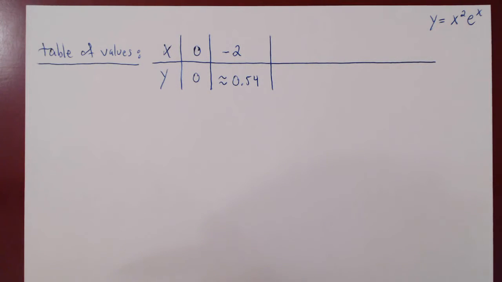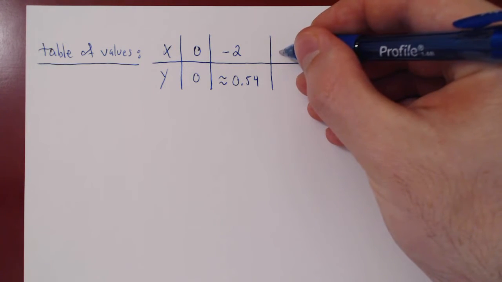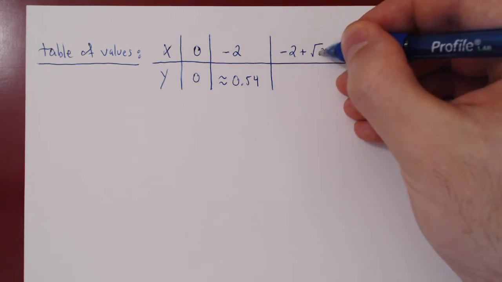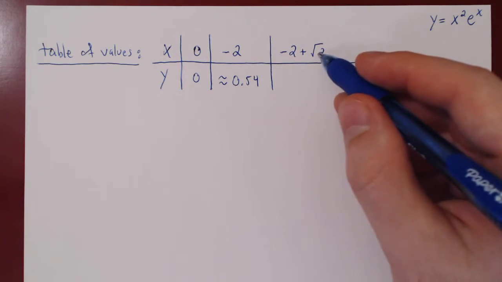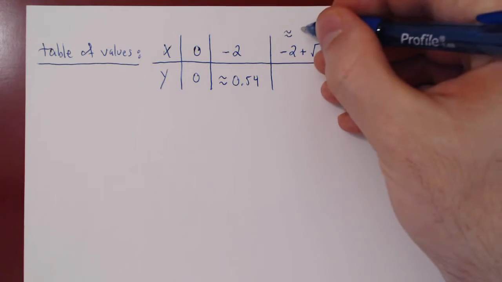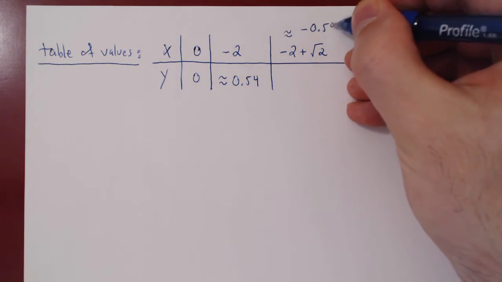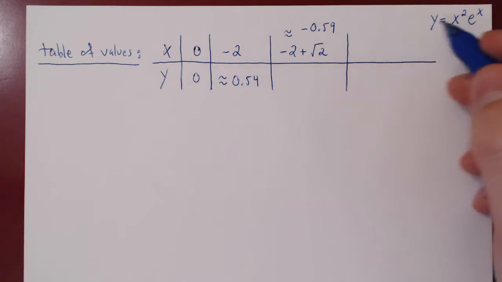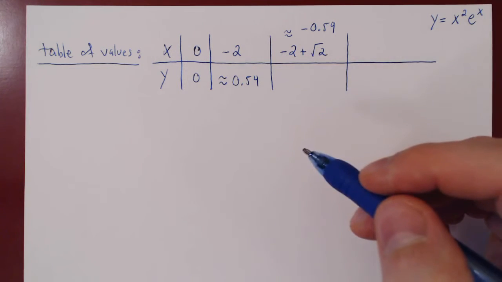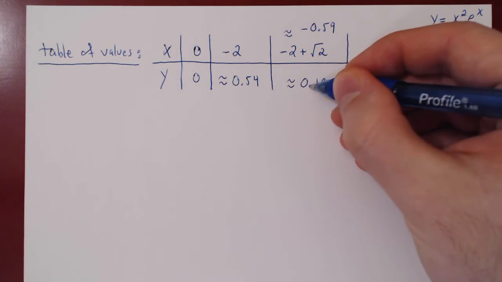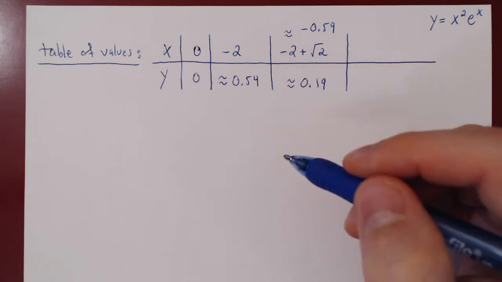The other two key points for this function were inflection points, namely negative 2 plus root of 2. If you compute this, negative 2 plus root of 2, you will have an approximate value of negative 0.59. And if you compute this in here, so you replace x by negative 2 plus root 2, you'll have an approximate y value of 0.19. This was our first possible inflection point.